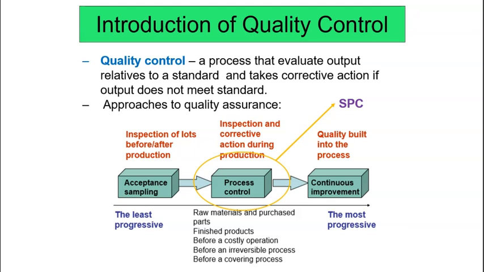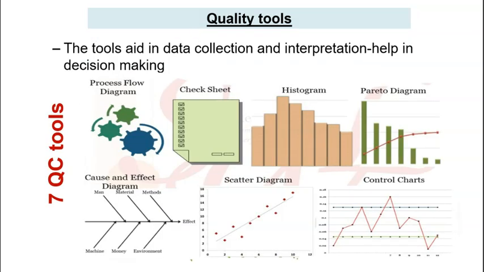So for quality control, it's the process of inspection and corrective action during production. During this process, we need to do inspection so that we don't find any defect at the end of the process. And these are the tools usually applied, in which there are 7 QC tools for data collection and also for interpretation, which help in decision making.